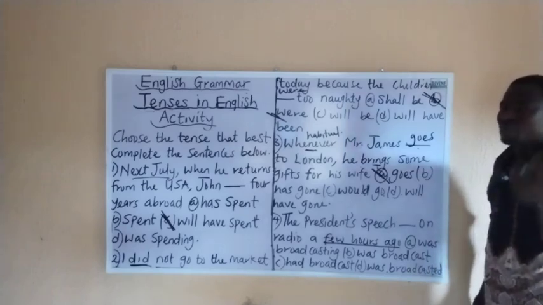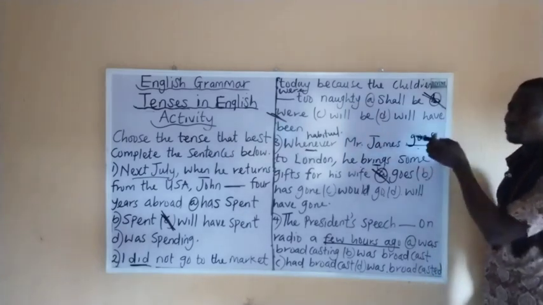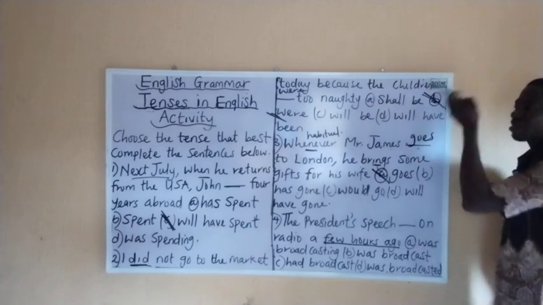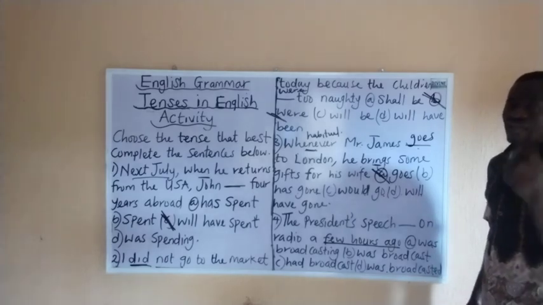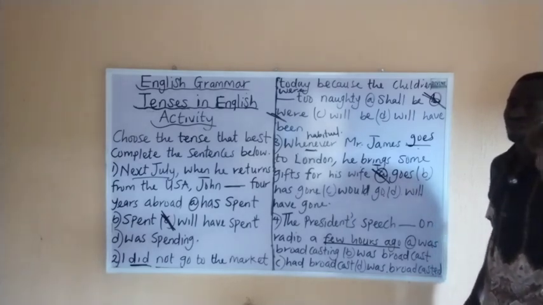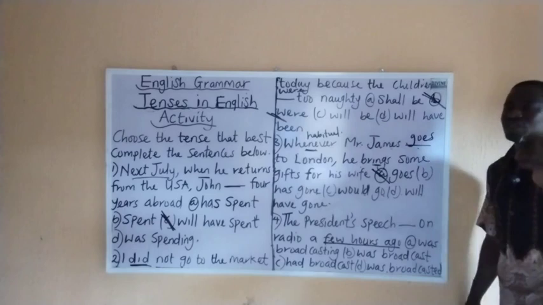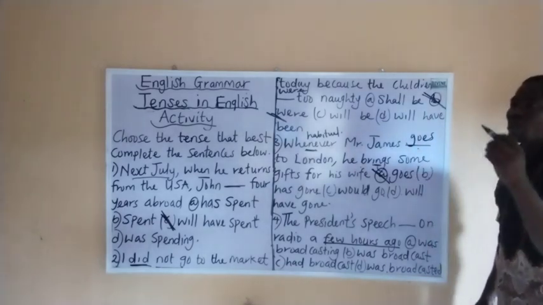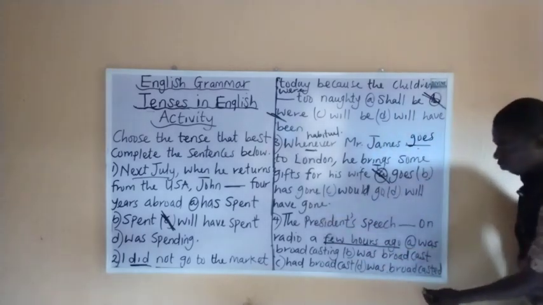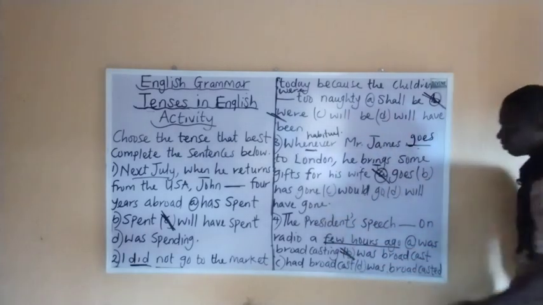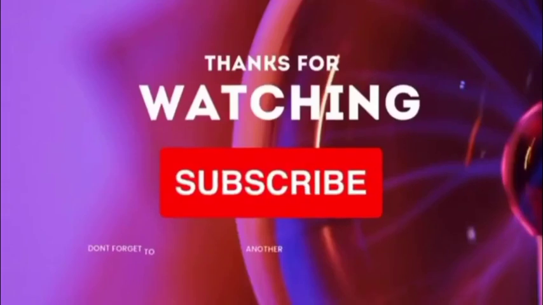Broadcast has the present tense, past tense, and past participle: broadcast, broadcast, broadcast. Broadcast does not take D as past tense and does not take D as past participle. So we have broadcast, broadcast, broadcast. So the answer here is what? Was broadcast. That's B.